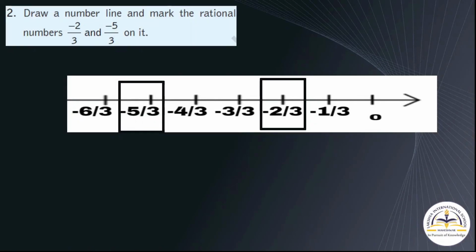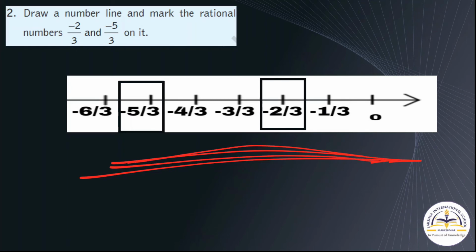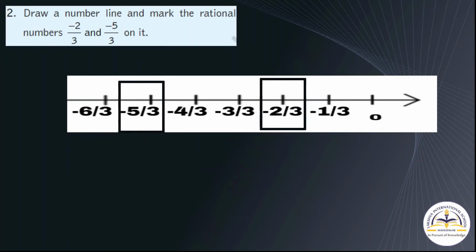Question number 2, draw a number line and mark the rational numbers -2 by 3 and -5 by 3. So you can see here we made one number line, and we just have to mention -2 by 3 and -5 by 3 on the number line.